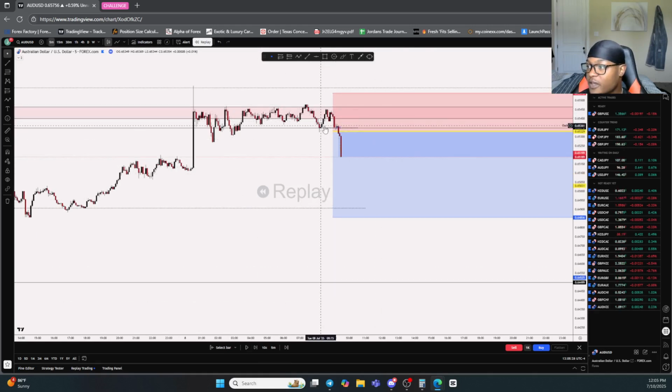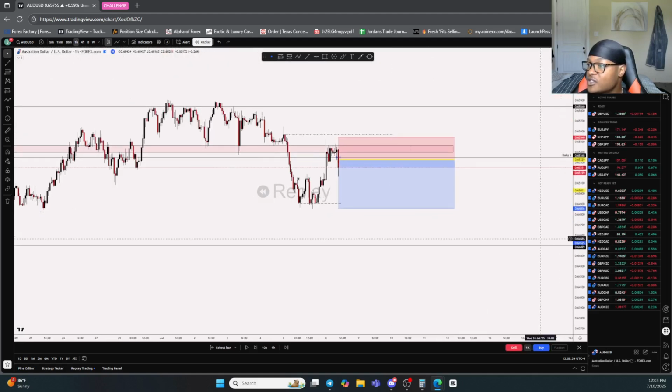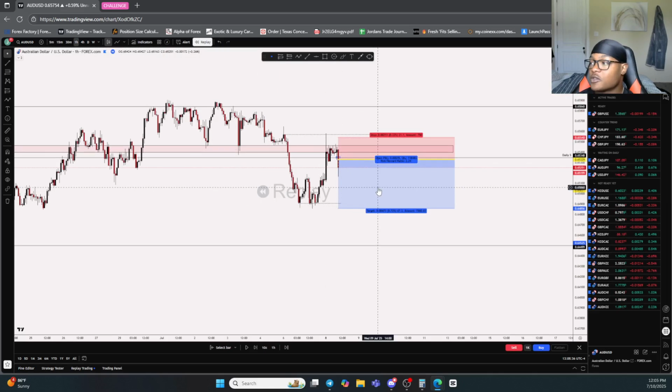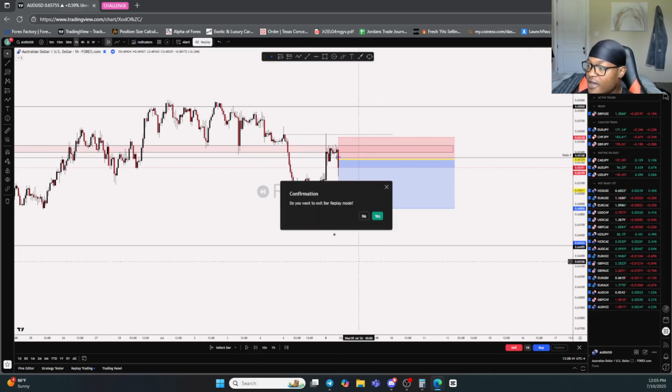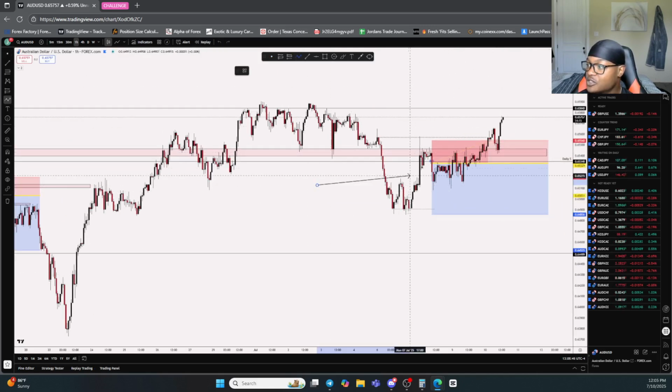Boom, we found our entry based off of this break of structure, stops just above, and since we're using a 1 hour area of interest as our structure point, we use those 1 hour lows as our targets. So this is what we were looking at, but if I exit out, you can also see how price ended up just reversing. We did have a push in profit.